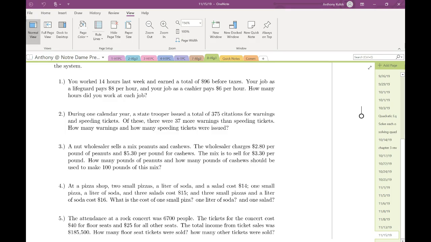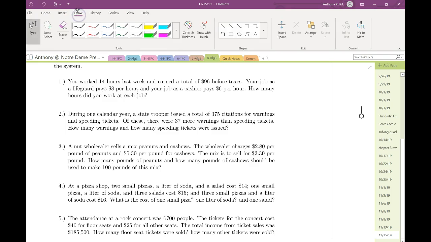All right, so I'm going to lean on you guys here on this assignment to help us come up with the equations that we need to write in order to solve these systems. So if we read the first one, it says you worked 14 hours last week and earned a total of $96 before taxes. Your job as a lifeguard pays $8 per hour, and your job as a cashier pays $6 per hour. How many hours did you work at each job?